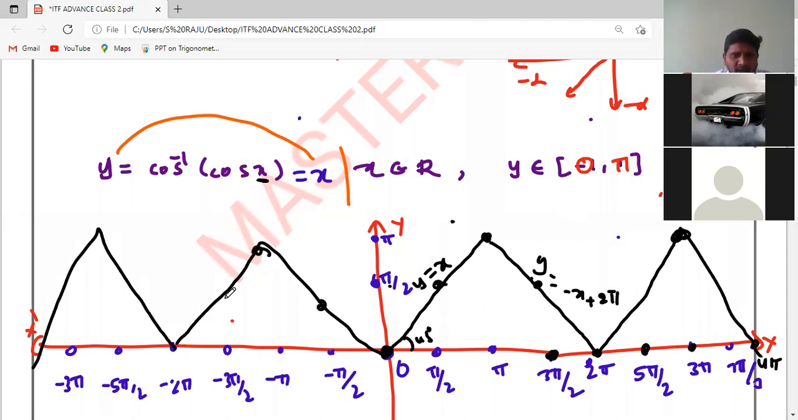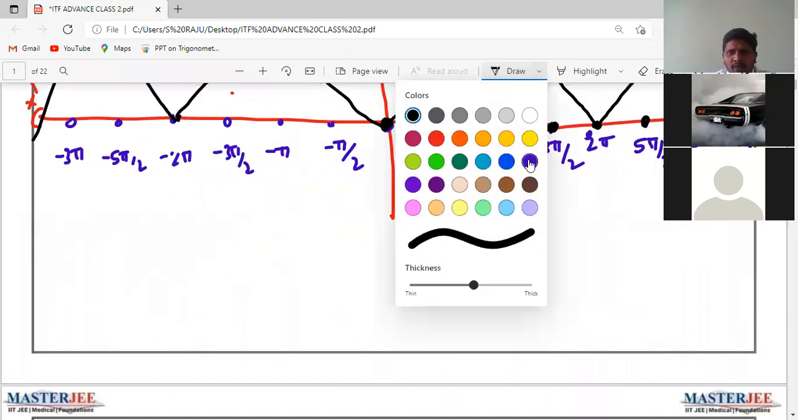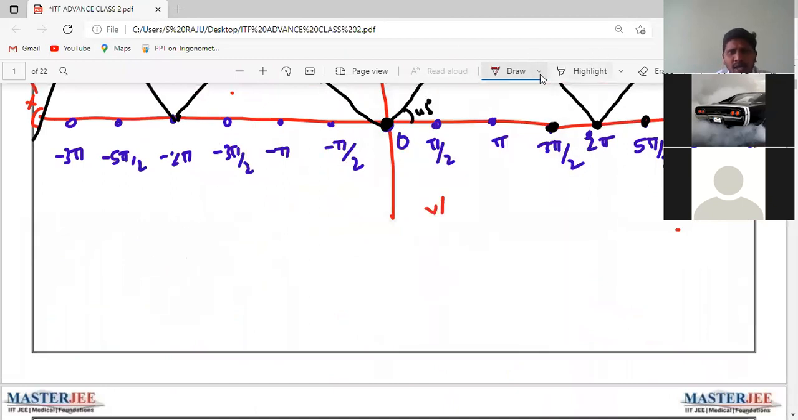We are getting the same values alone. I hope you understood this. I want to ask a few questions here. Can anyone tell me the value of cos inverse of cos 1? What is the pi value here? Pi is 3.14. What is pi by 2? It is 1.57.